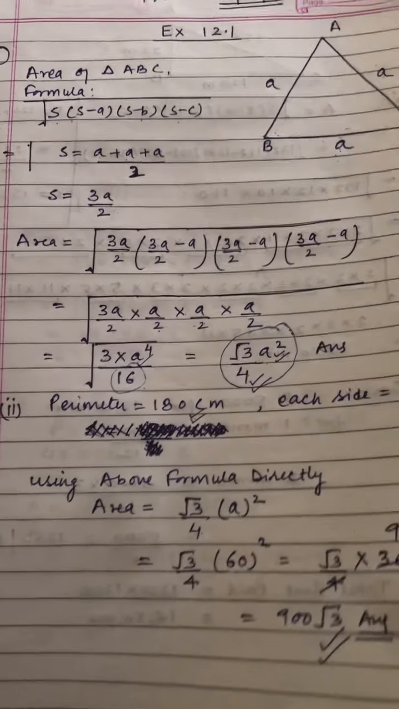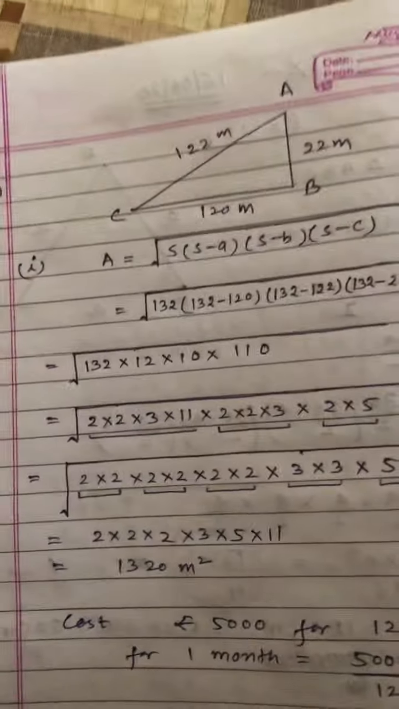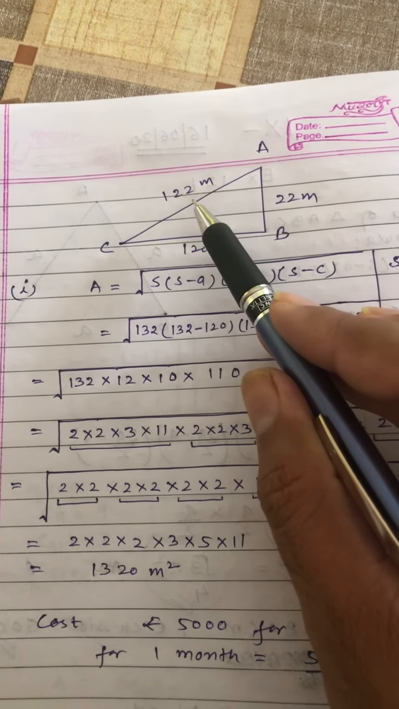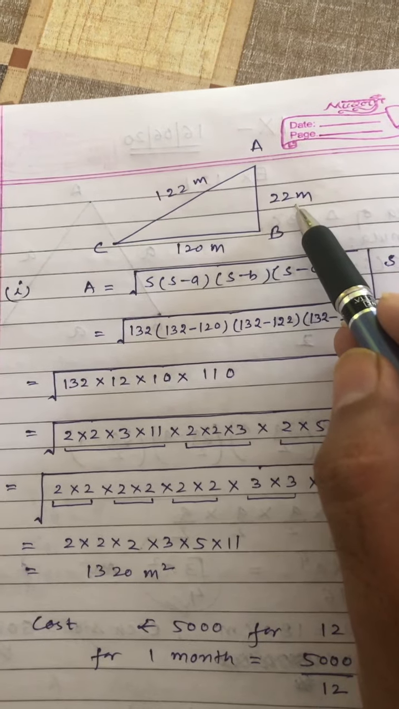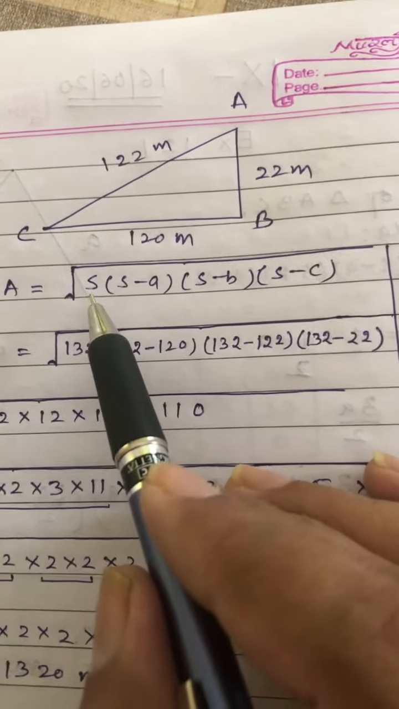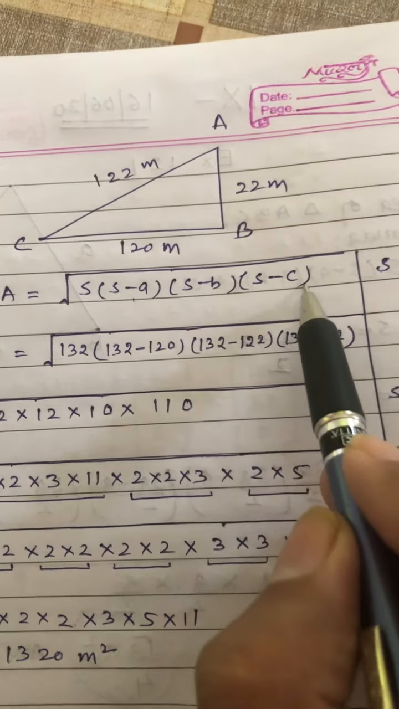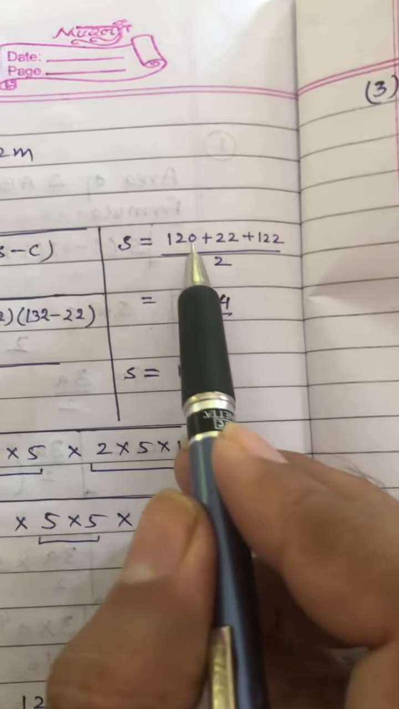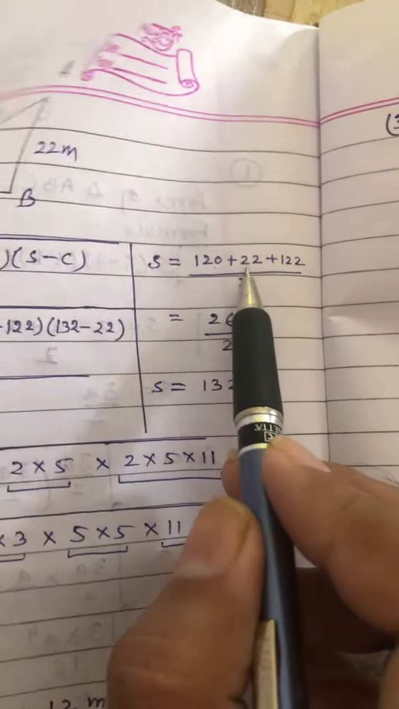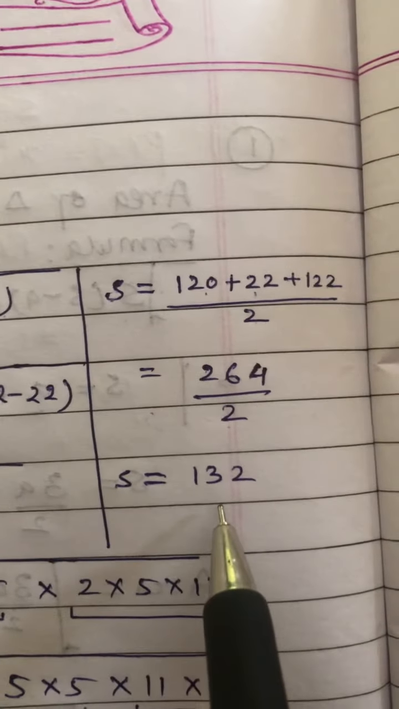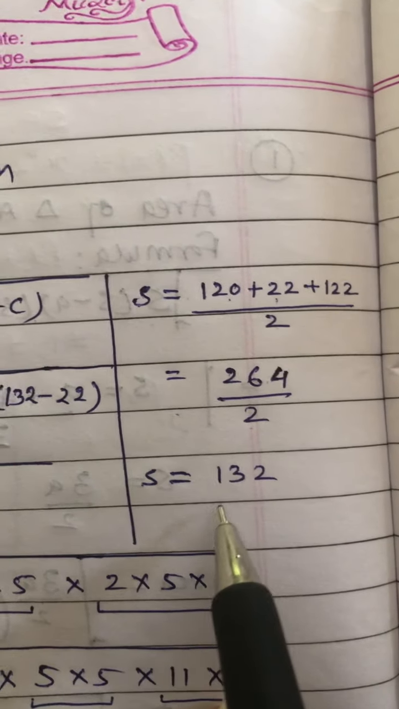Now moving on to the second question. A triangle ABC is given whose sides are 122, 120 and 22. We have to find out first its area. So for the area, the formula is under root of S into S minus A, S minus B, S minus C. Now what is S? The semi-perimeter. So S is 120 first side, 22 second side, third side 122, upon 2. That means 264 upon 2 is 132.